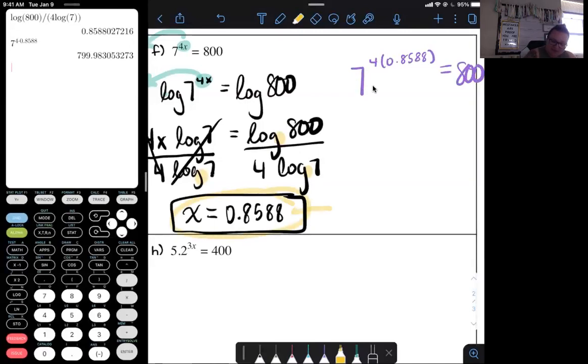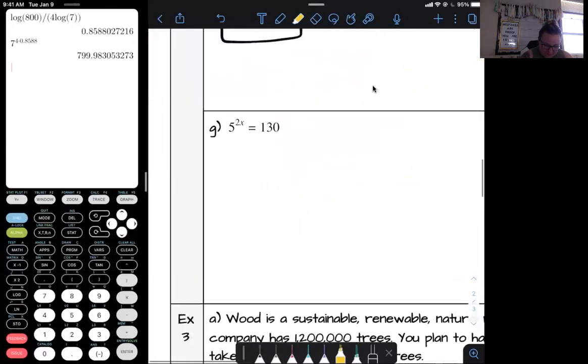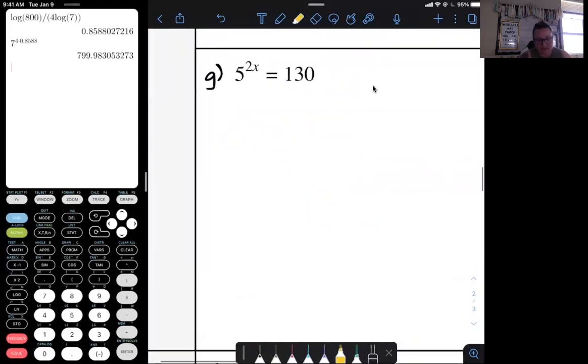So that's why I ask you to round to the 4th decimal place with these, because we don't want to mess up when we plug it back in and have a rounding error and not get close enough to the number that we're looking for. All right, so 5 to the 2x is equal to 130. Can we rewrite 130 as a power of 5? The answer is no. 5 to the 3rd is 125, and 5 to the 4th is over 130, so that's not going to work.